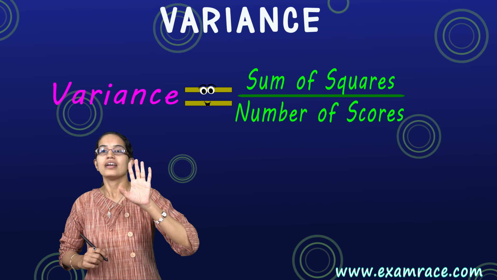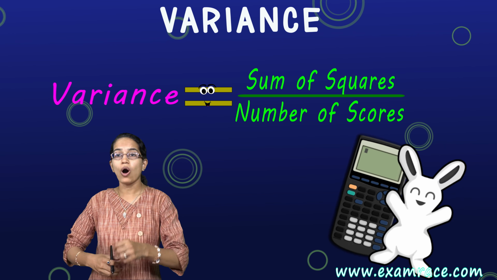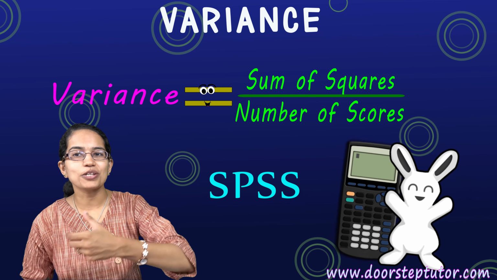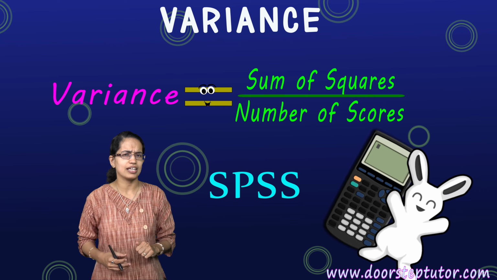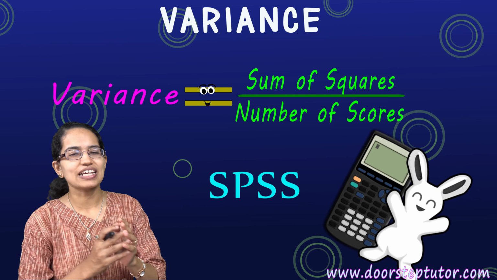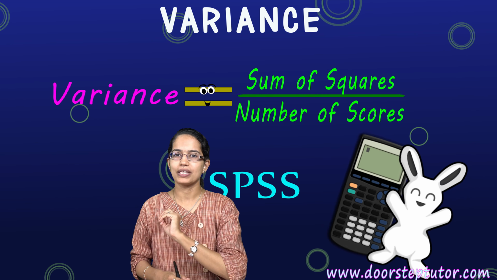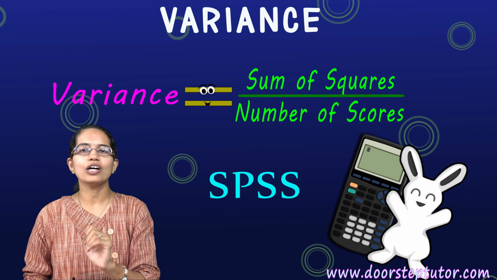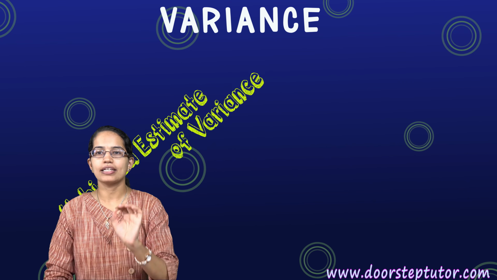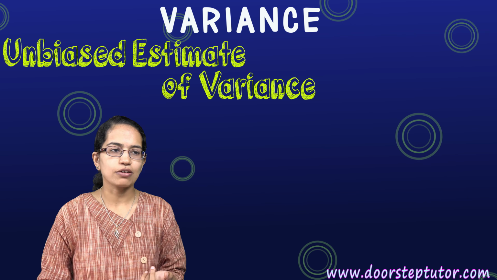But if you are using, let's say, scientific calculators or any statistical software like SPSS, the values that you get for standard deviation and variance could be a little different from the values that you get when you calculate by hand. Why does this happen? This happens because these systems rely on the unbiased estimate of variance. And what is this unbiased estimate of the variance?